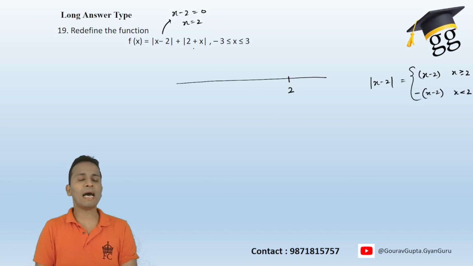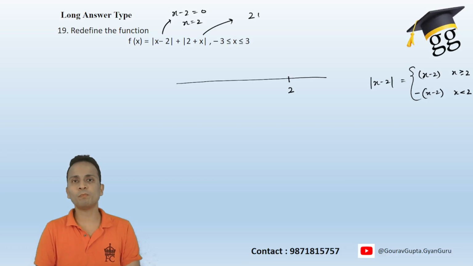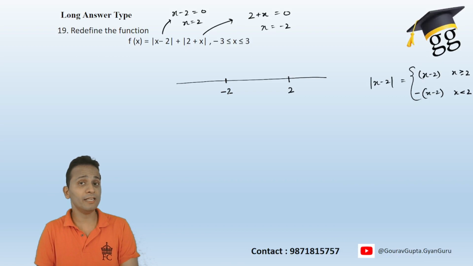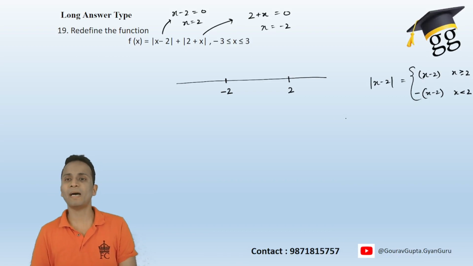Now similar will happen with the next function, with this function. This is 2 plus x. If I'll put it equal to 0, the value of x will be minus 2. So this function will change its sign along the point x equal to minus 2.